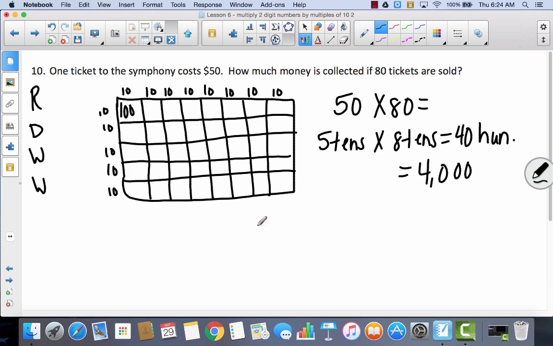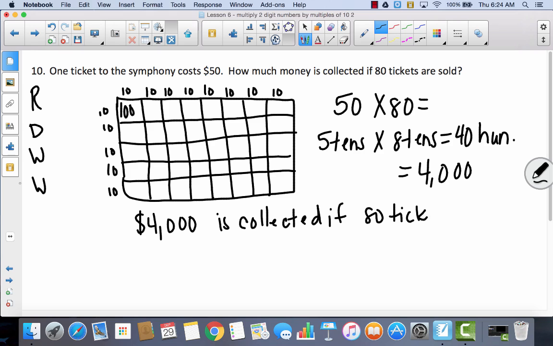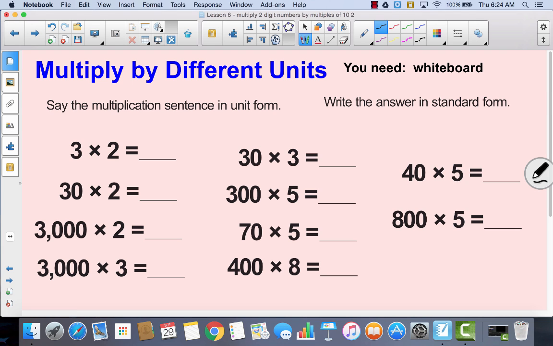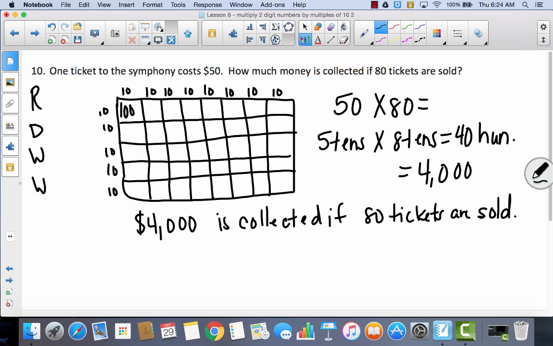So how much money is collected? I would say $4,000 is collected if 80 tickets are sold. Expensive tickets, aren't they? Okay, so that is the end of problem set for lesson 6.